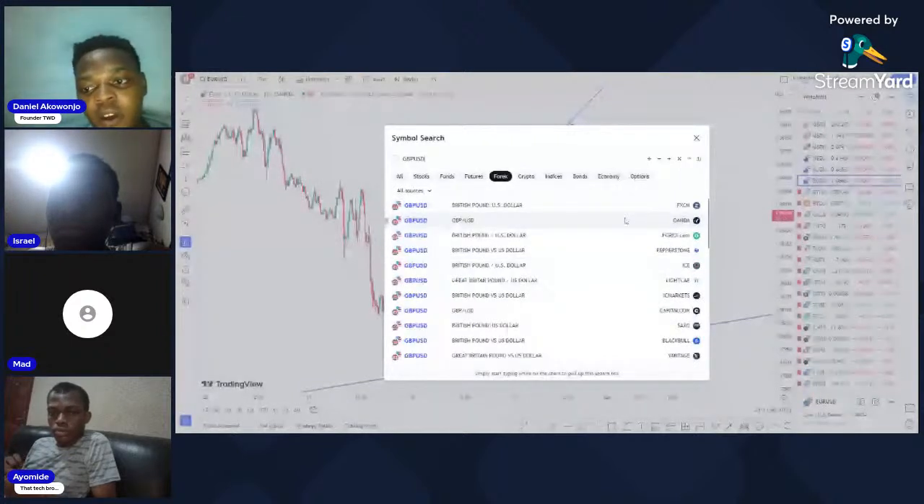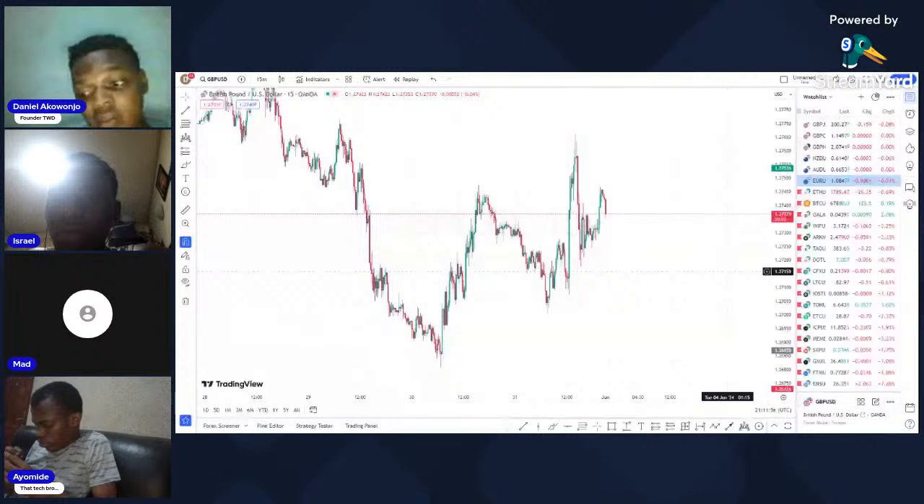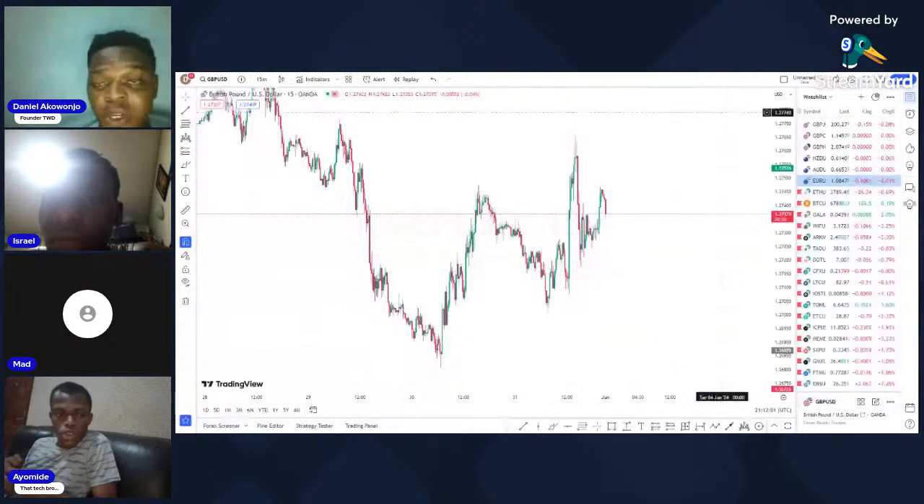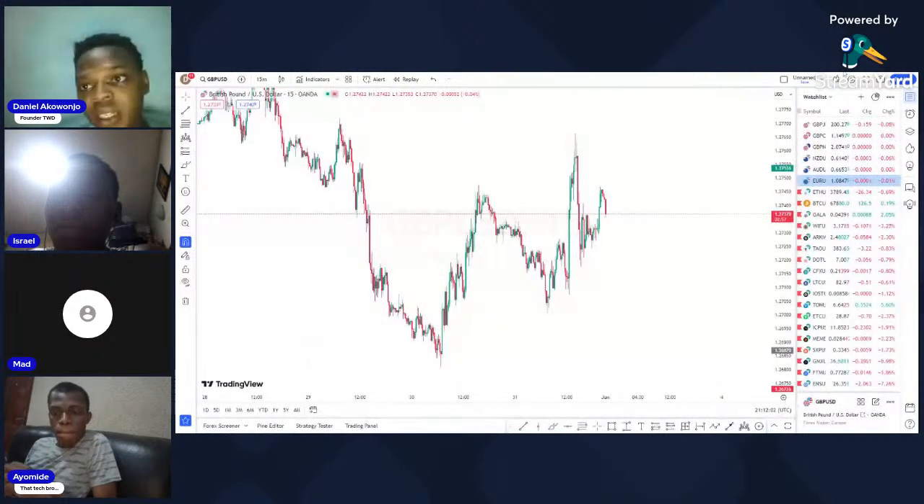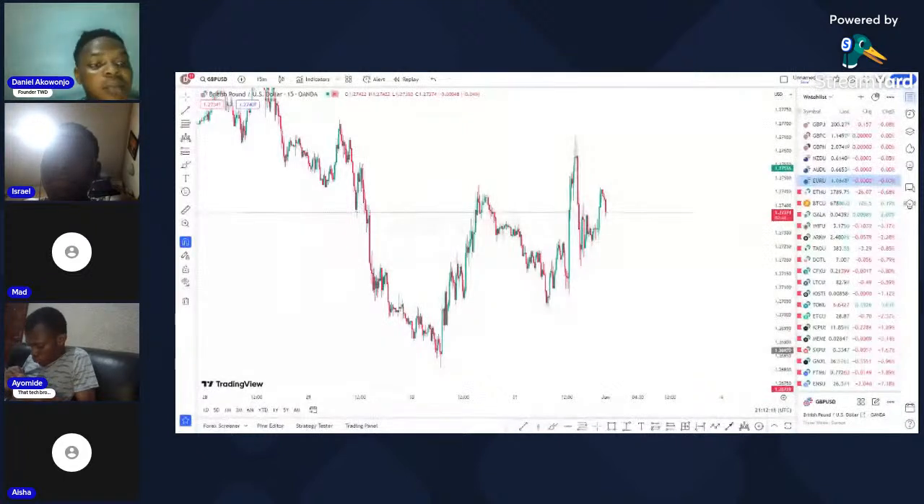For you to purchase 1 GBP, 1 Great British Pound, you need 1.27370 USD, which is dollar. Do you understand? I hope that makes sense. Does that make sense to you guys? Okay, so that's how base and quote currencies come into play.